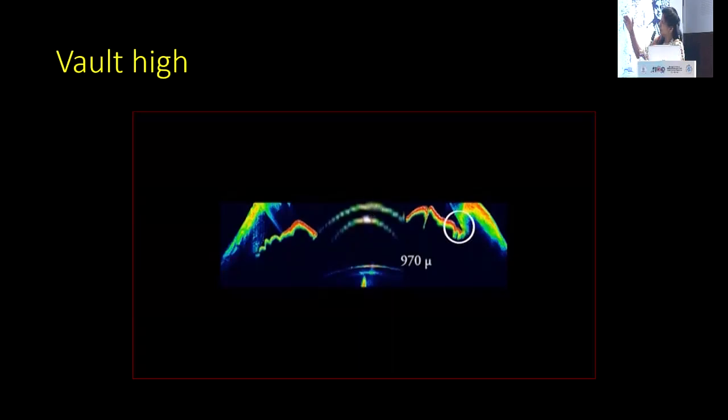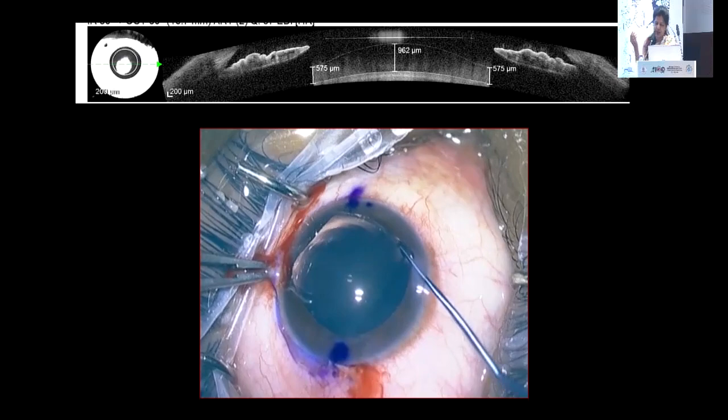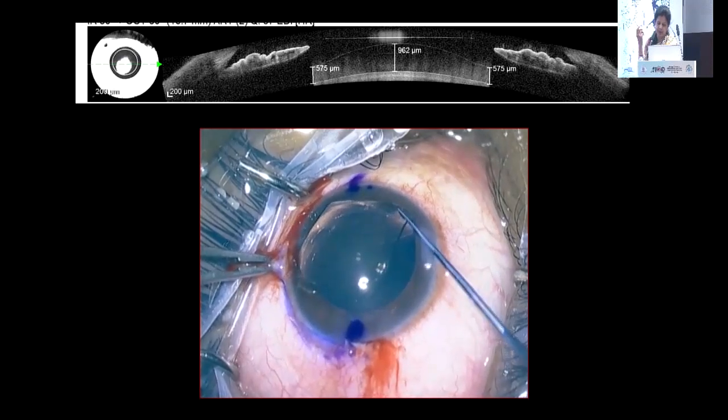Now, high vault would lead to narrowing of the angle, pigment dispersion, and high chances of glaucoma. Some people have even considered endothelial cell loss or attrition to be higher in such high vault patients, where the normal range is around 2 to 10%. That's usually just after surgery. So in such a patient, sometimes explantation of the ICL is what is important.